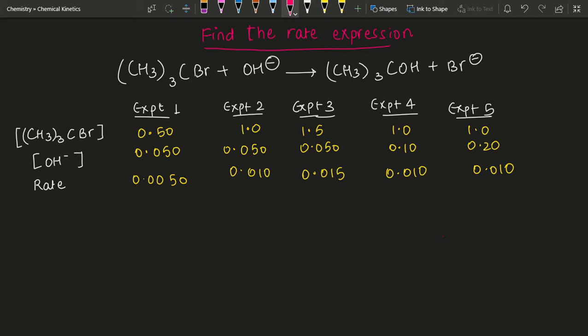So we have talked about rate expressions for reactions involving a single reactant in the previous video. Let's try finding the rate expression for this reaction wherein a tertiary halide is reacting with a strong base to produce a tertiary alcohol and a bromide ion. And you don't need to worry about the organic reaction itself. The main thing that you need to focus on are the results.